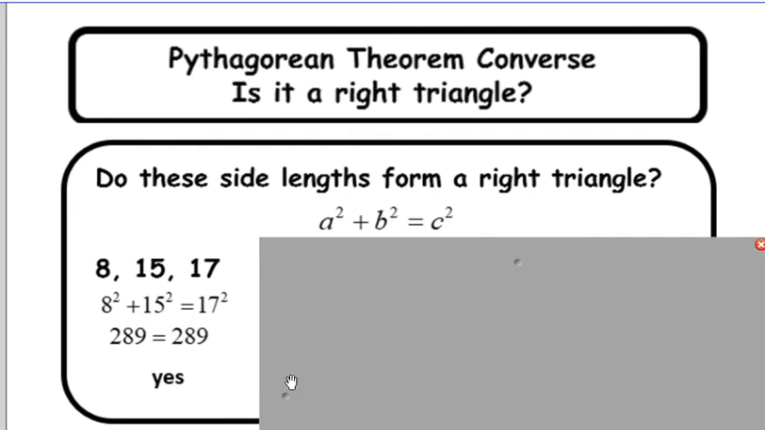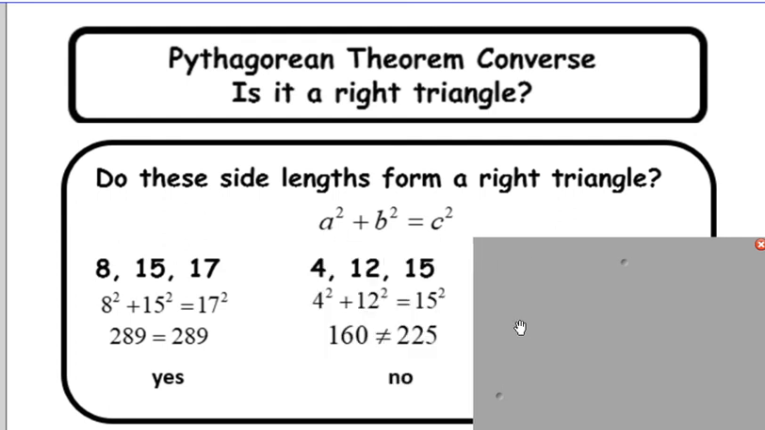8, 15, 17. 8 squared plus 15 squared equals 17 squared. 289 is equal to 289. That is a true statement. So yes, indeed, 8, 15, 17 is a right triangle.